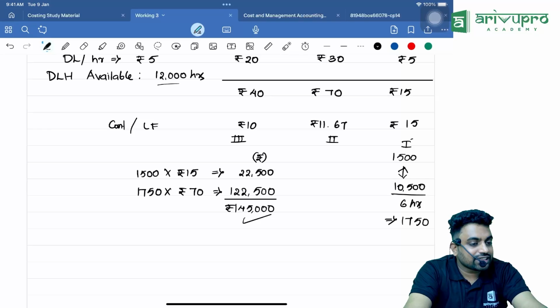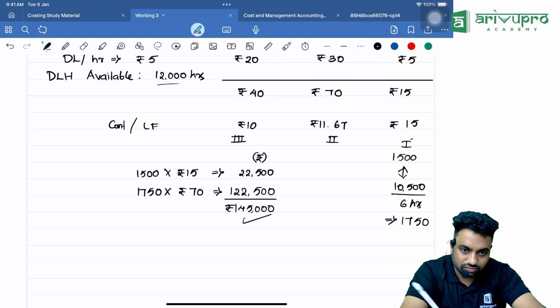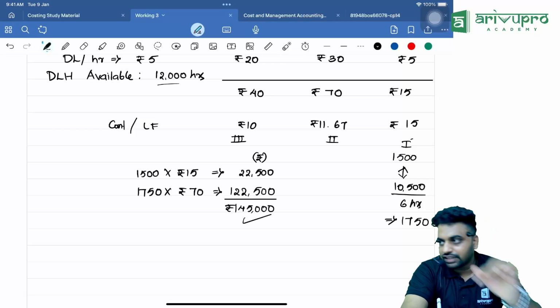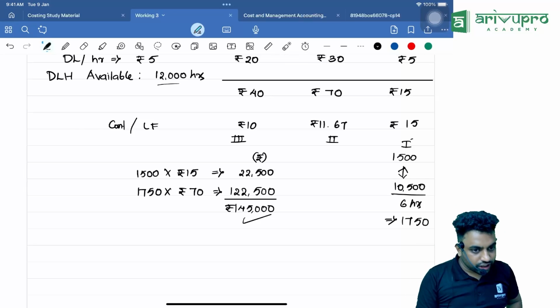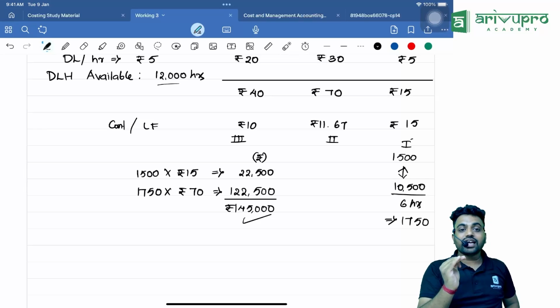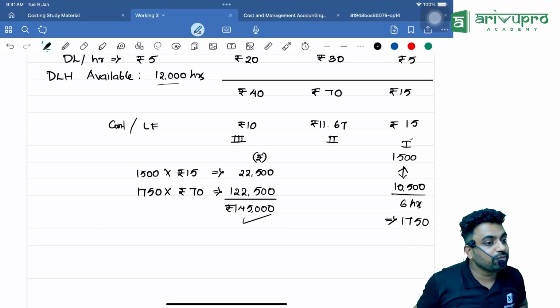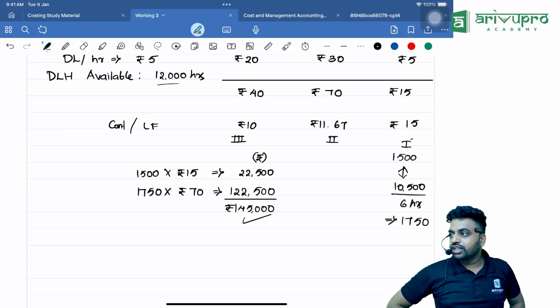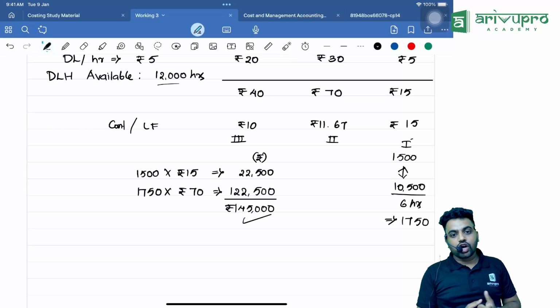So always remember this point. Whenever they ask a key limiting factor question, these days in examinations they are basically asking key limiting factor. Whenever they are asking this, you should make sure you calculate contribution per unit of key limiting factor. Based on that, you are going to take a call.